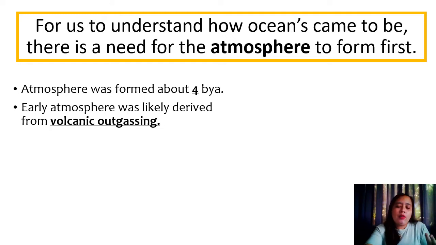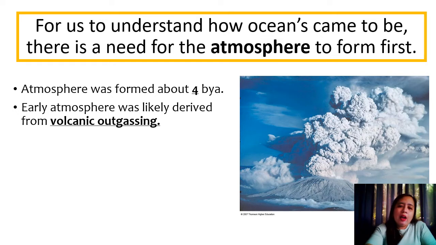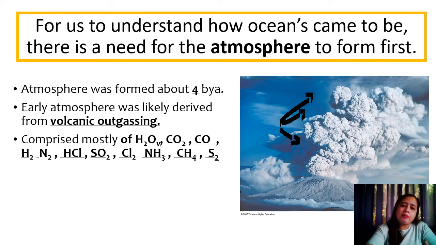And these volcanic outgases contain several chemicals, no? For you to have an idea of what I am talking about, you look into this. This is what we call your volcanic outgassing here. So you can see in here, there's a lot of smoke, dust particles, several chemicals being outgassed or thrown into the atmosphere. This is volcanic outgassing.